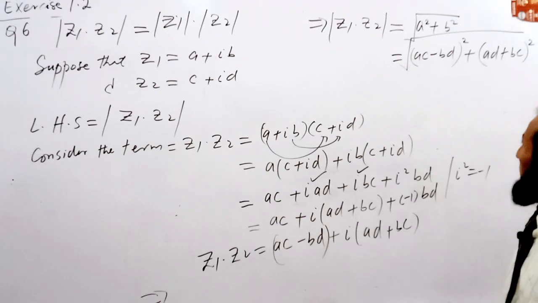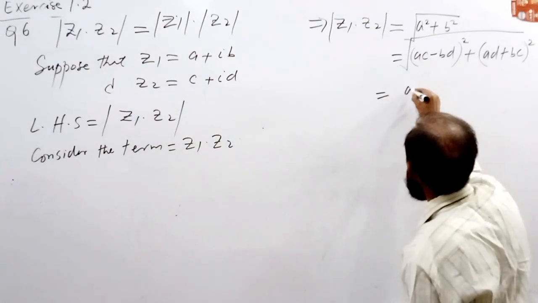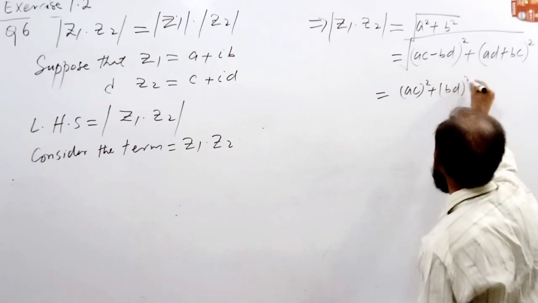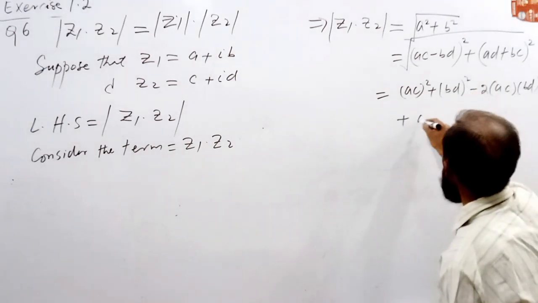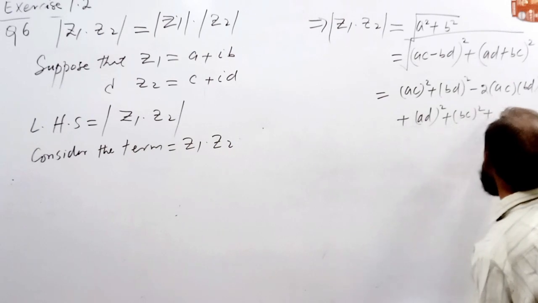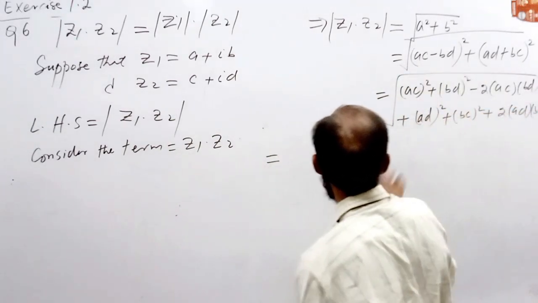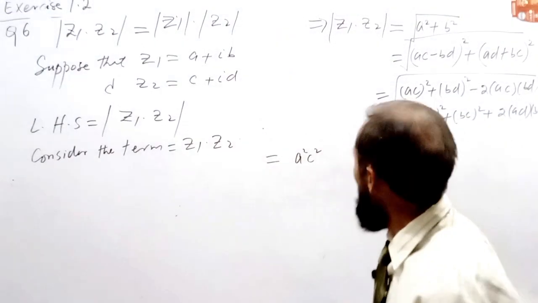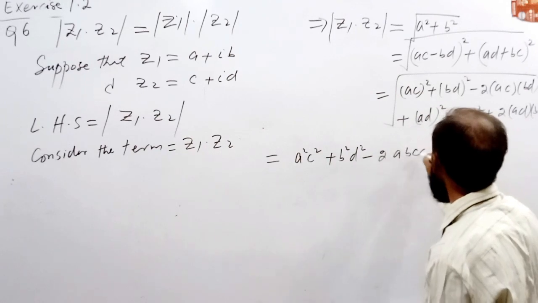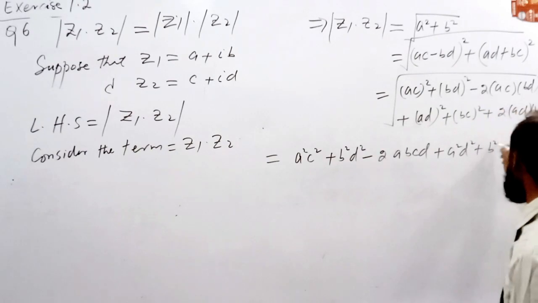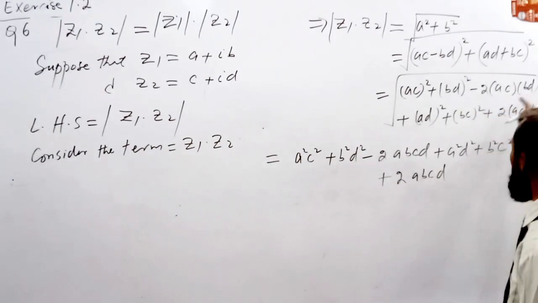Now we can also open this term, a minus b whole square and a plus b whole square, if you want. We can write AC whole square plus BD whole square minus 2AB, where here AB is AC into BD. Similarly, we open this one: AD whole square plus BC whole square plus 2AB, all under the square root. Now expand this term, we can write A square C square plus B square D square minus 2ABCD plus A square D square plus B square C square plus 2ABCD. Alphabetically we arrange these terms.